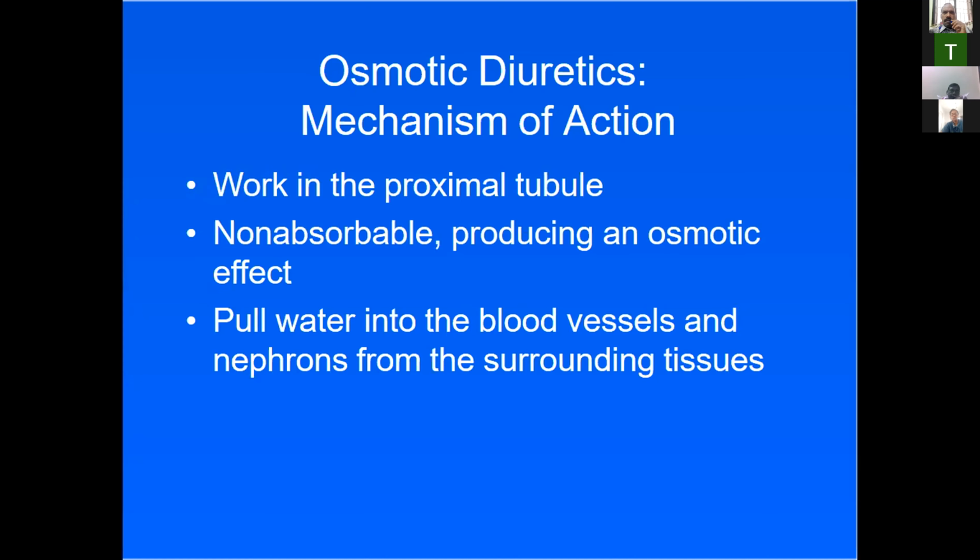Okay, about osmotic diuretics, first we'll see the mechanism. These drugs work in the proximal tubule as non-absorbable substances, producing an osmotic effect, and it pulls water into the blood vessels and nephrons from the surrounding tissues. Like osmosis, what is osmosis?